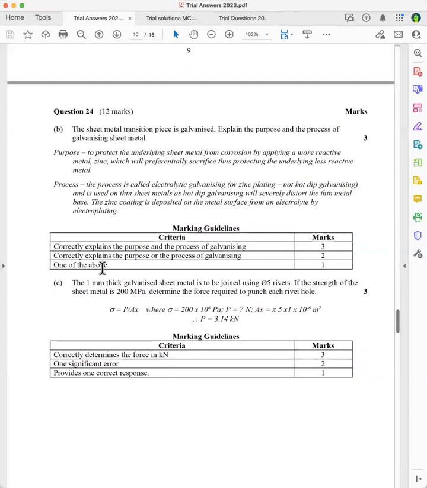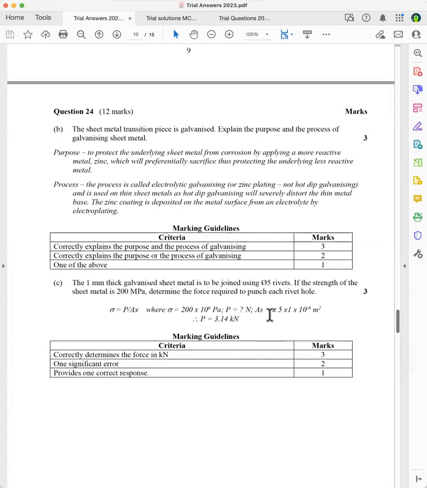The 1 millimeter thick galvanized sheet steel is to be joined using 5-5 rivets. If the strength of the sheet metal is 200 megapascals, determine the force required to punch each rivet hole. Now, the first thing that we look for when we're marking this is what area you use. And the area has to be the circumference of the rivet multiplied by the thickness of the plate that you're punching it through.